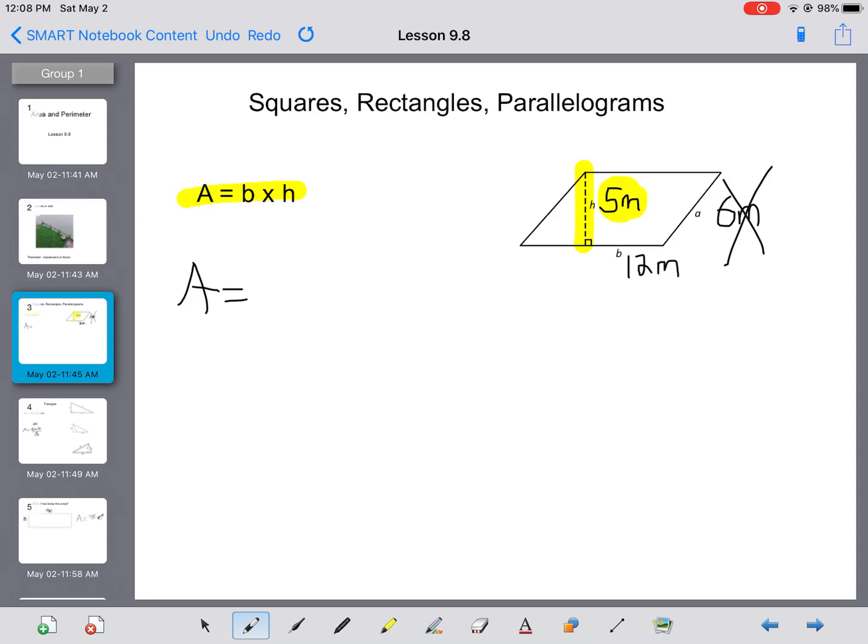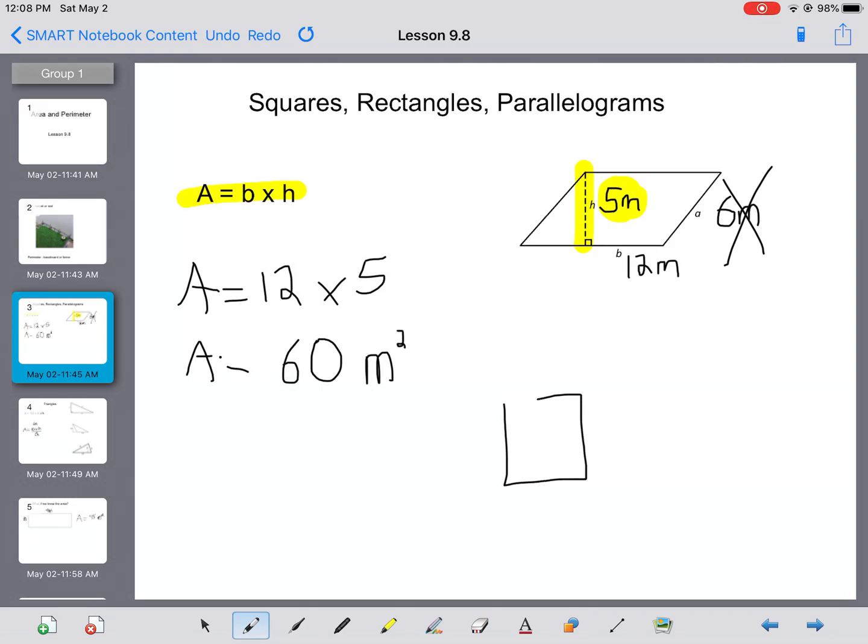So I plug in what I know. I have my formula written out. Area equals base times height. The base is 12 and the height is 5. Area equals 12 times 5. 12 times 5 is 60. And then, don't forget units: meters, but they are square meters, right? Because it's not just a meter stick, it covers 1 square meter of space. So please do your best to get in the habit of putting your units with that squared sign.